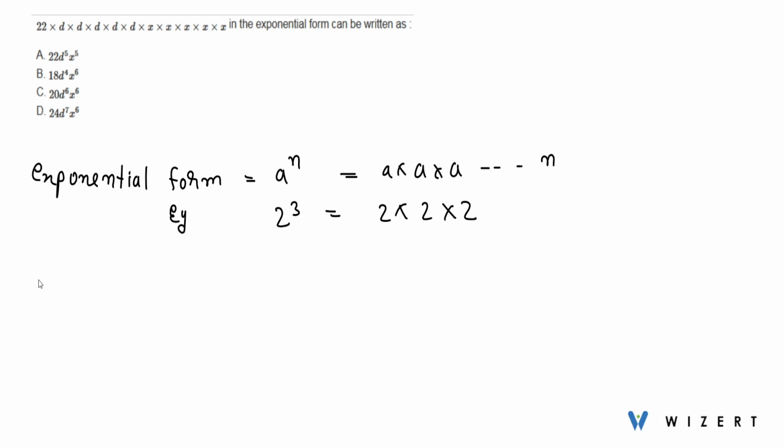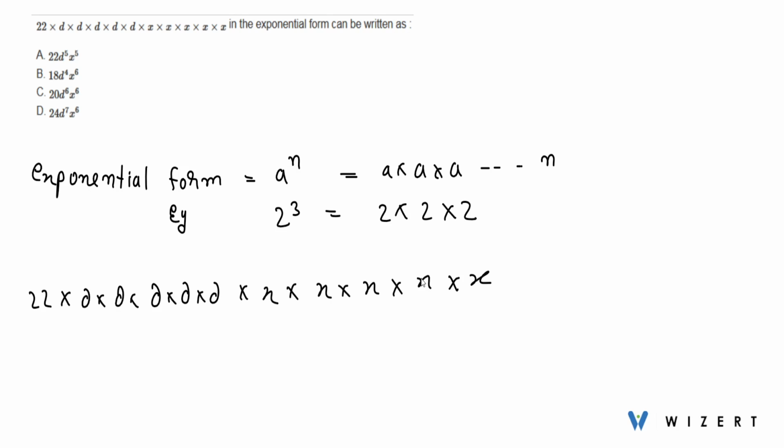So now let's move on to the original question, where we have to write 22 multiplied by d. So how many d's are there in total? 1 2 3 4 5. So there are 5 d's, and the total number of x's is 1 2 3 4 5. Okay, so there are 5 d's and 5 x's.